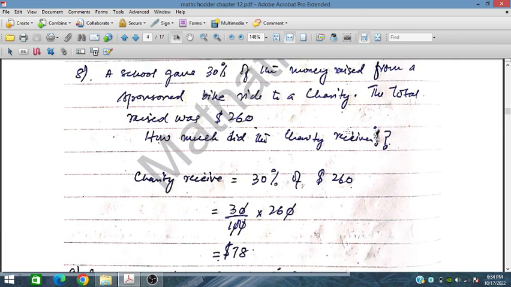A school gave 30% of the money raised from a sponsored bike ride to a charity. The total raised was $260. So 30% of this $260 will be given to the charity. So the charity received 30% of 260. 30 divided by 100 into 260 is equal to $78.